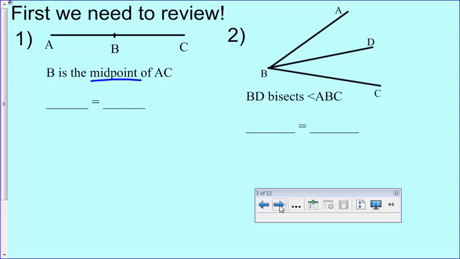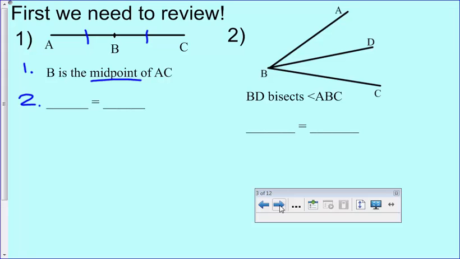The first one is midpoint. When it asks if B is the midpoint of AC on a number line, we have to remember how to mark that. If B is the midpoint, we're in the middle, so you're going to mark the two little notches there to indicate that B is in the middle of that line segment. Tomorrow we're going to talk about writing proofs, and this would be a step in the proof.